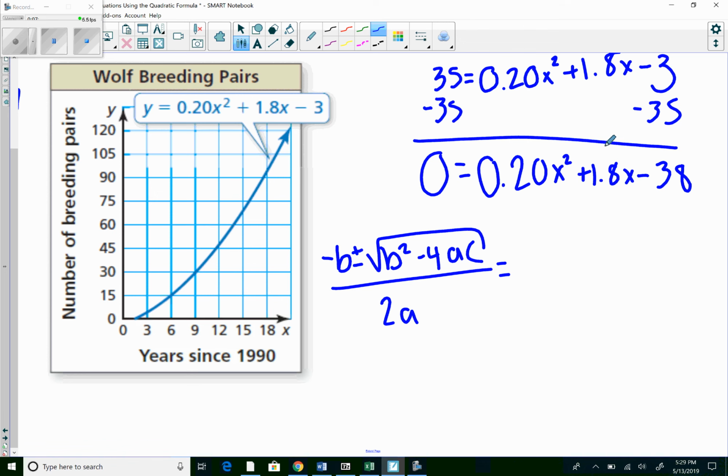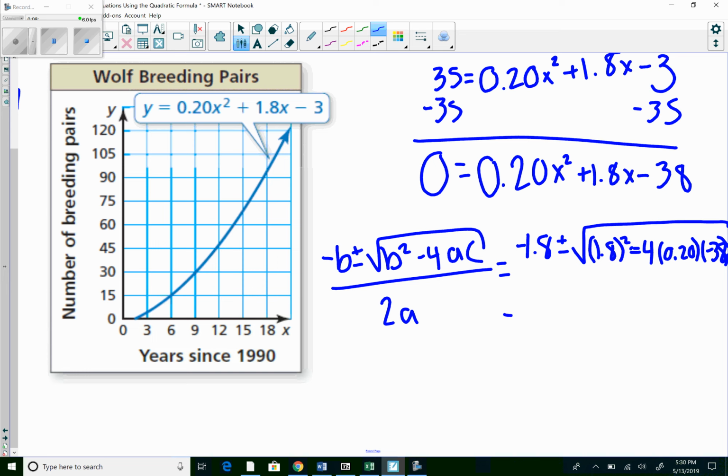Okay, your b term is 1.8. So that's the opposite of 1.8, plus or minus the square root of 1.8 squared minus 4 times your a term, which is 0.2, times your c term, which is negative 38. That's actually really important because now this stuff is all going to turn positive, and you want that to be positive.